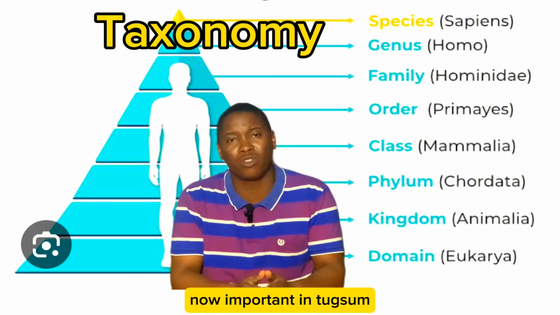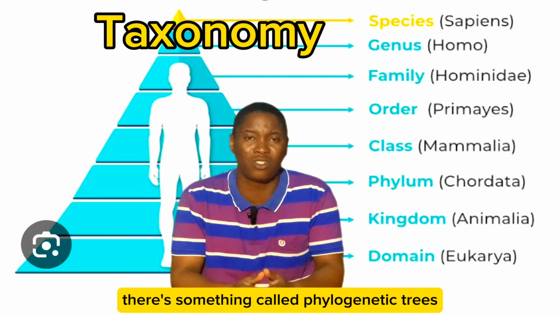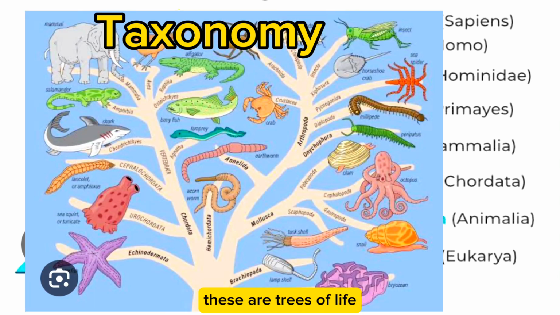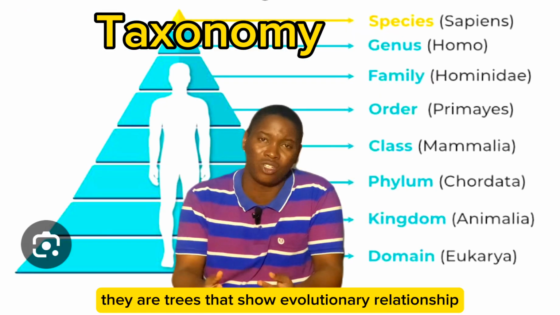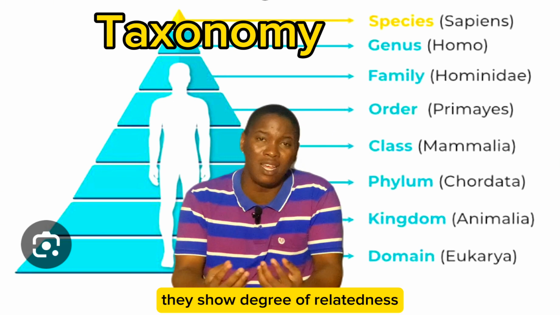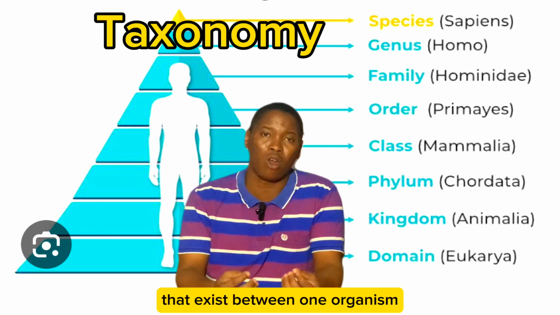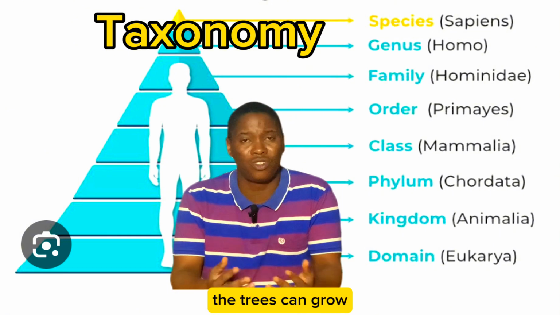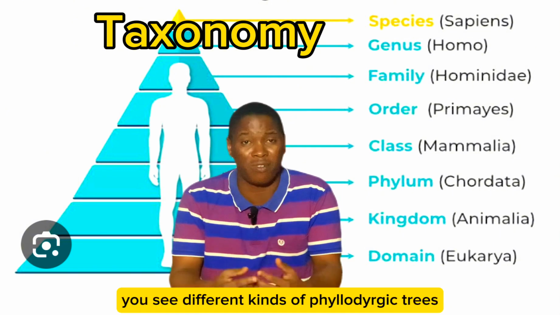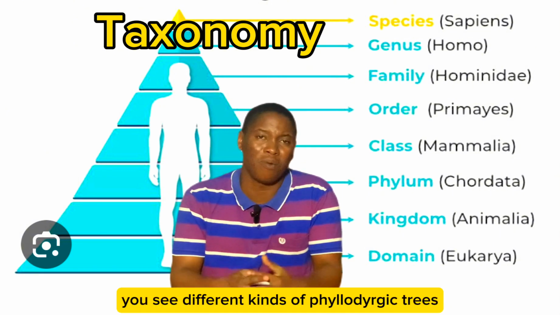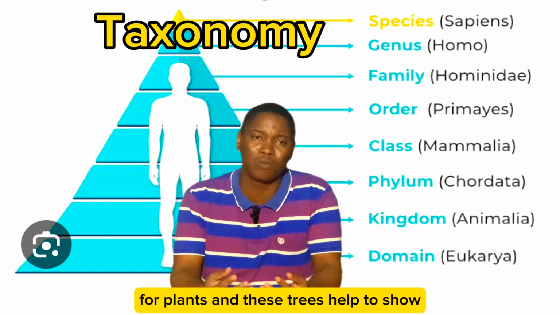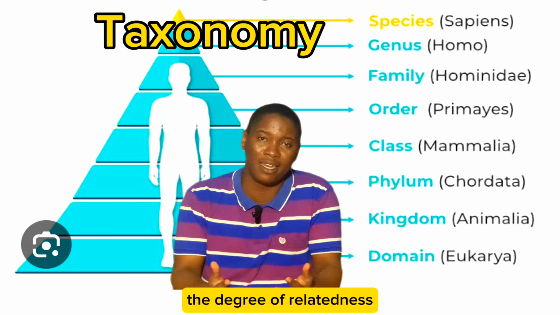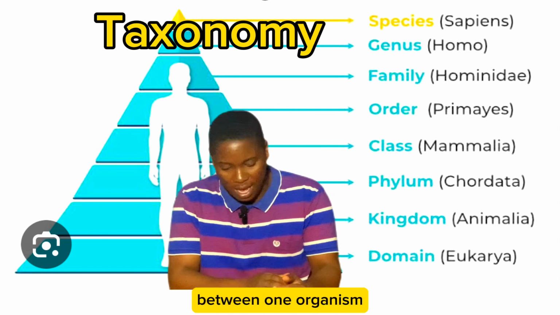Now, important in taxonomy, there's something called phylogenetic trees. What are phylogenetic trees? These are trees of life. They are trees that show evolutionary relationship. They show the degree of relatedness that exists between one organism and another. If you check online, you see different kinds of phylogenetic trees for microorganisms, for even animals, for plants. And these trees help to show the degree of relatedness between one organism and another.